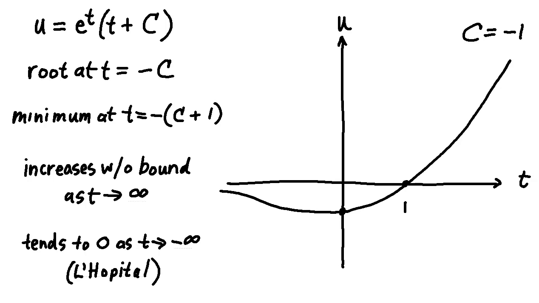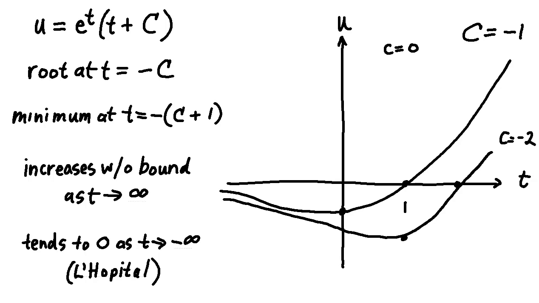The same ideas also help us plot other members of the family of functions. When c is equal to negative 2, u has a root at t is equal to 2, a minimum at t is equal to 1, and the curve looks something like this. When c is equal to 0, u would have a root at t is equal to 0, and a minimum at t is equal to negative 1. The curve for this member of the family would look like this.